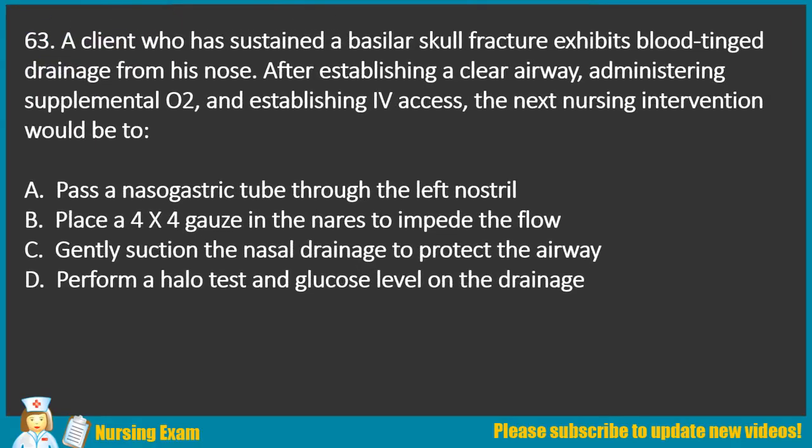Question 63. A client who has sustained a basilar skull fracture exhibits blood-tinged drainage from his nose. After establishing a clear airway, administering supplemental O2, and establishing IV access, the next nursing intervention would be to A. Pass a nasogastric tube through the left nostril. B. Place a 4x4 gauze in the nares to impede the flow. C. Gently suction the nasal drainage to protect the airway. D. Perform a halo test and glucose level on the drainage.